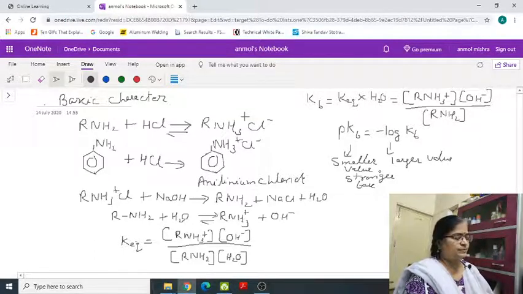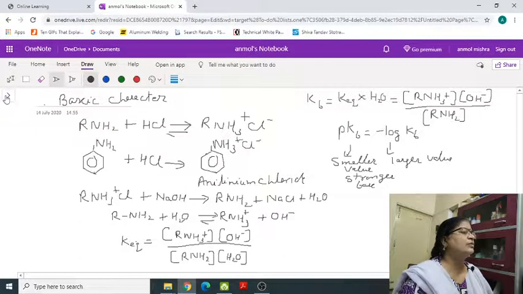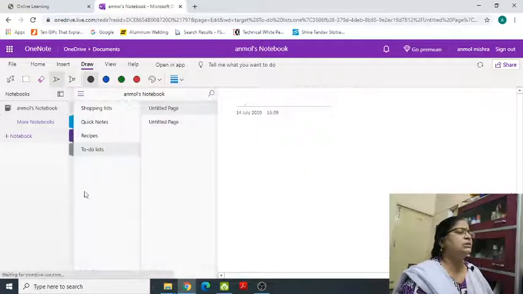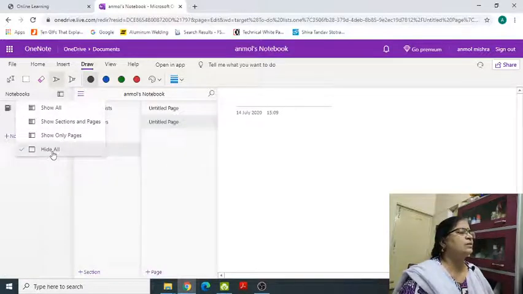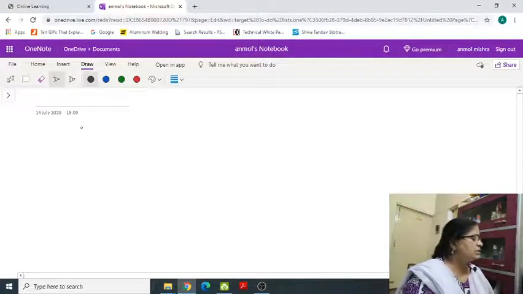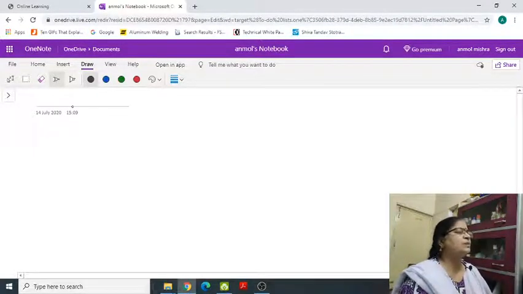Next is the basic character of primary, secondary and tertiary amines. Comparison of basic character of primary, secondary and tertiary amines. Now the first factor is inductive effect, that is plus I effect.